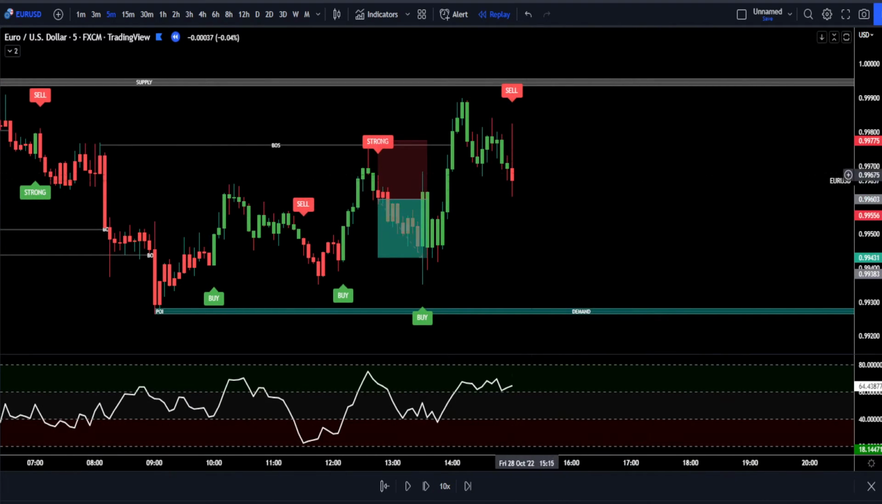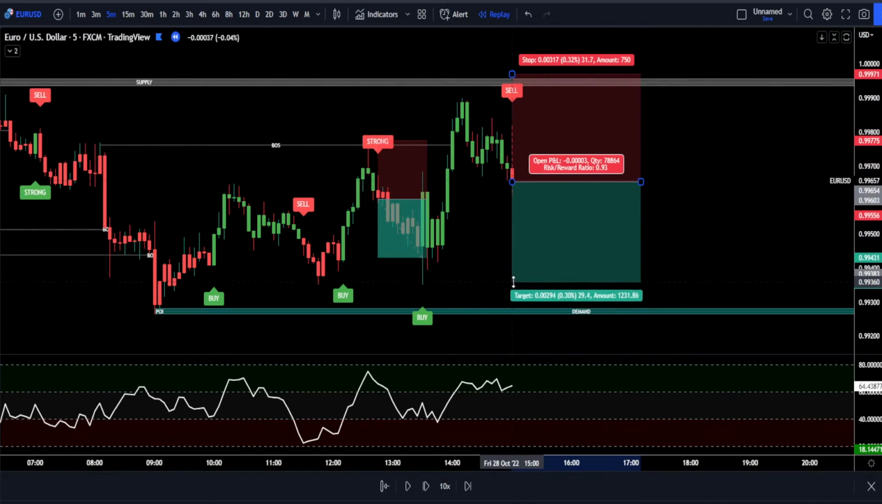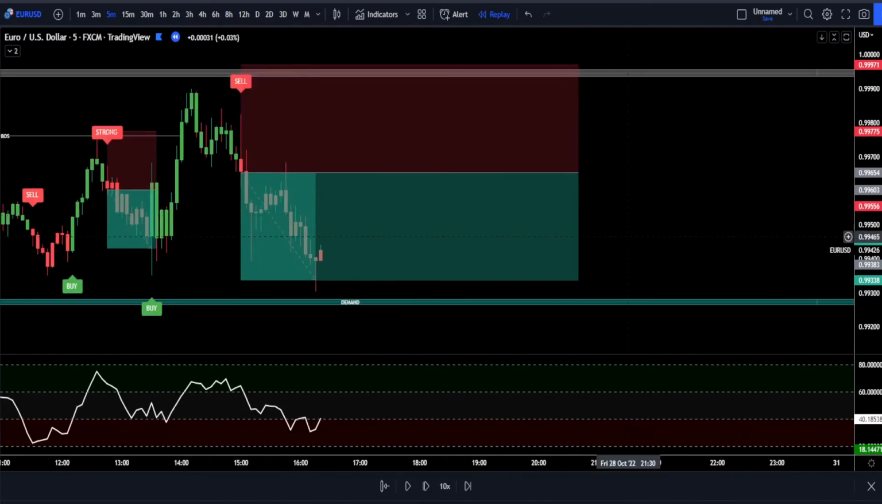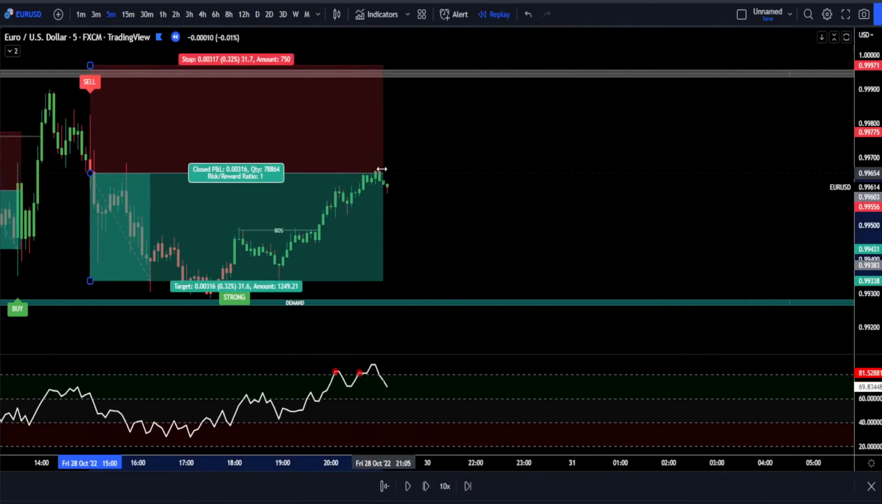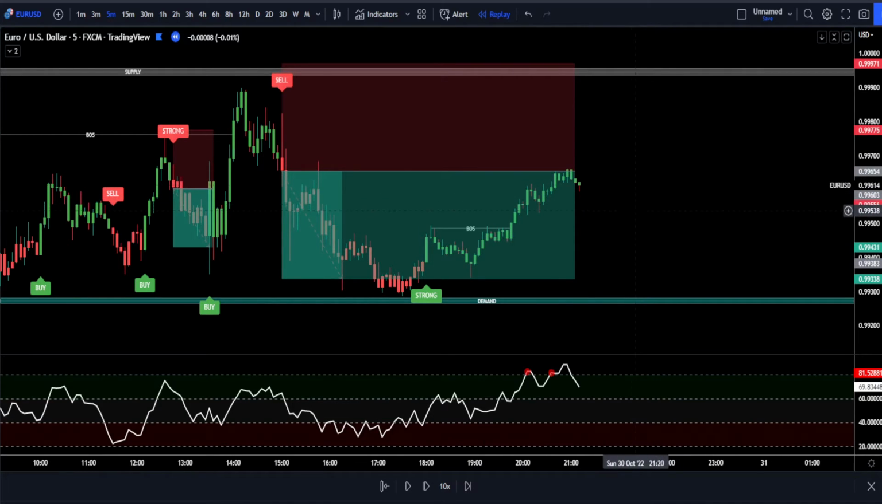Here we have another valid short entry. The market pushed up and reached a new supply zone, and the seller's pressure became very significant. We then had our signal to sell here, and we were positioned in our overbought zone. And again, our stop loss got triggered, but we still managed to make some nice profits.